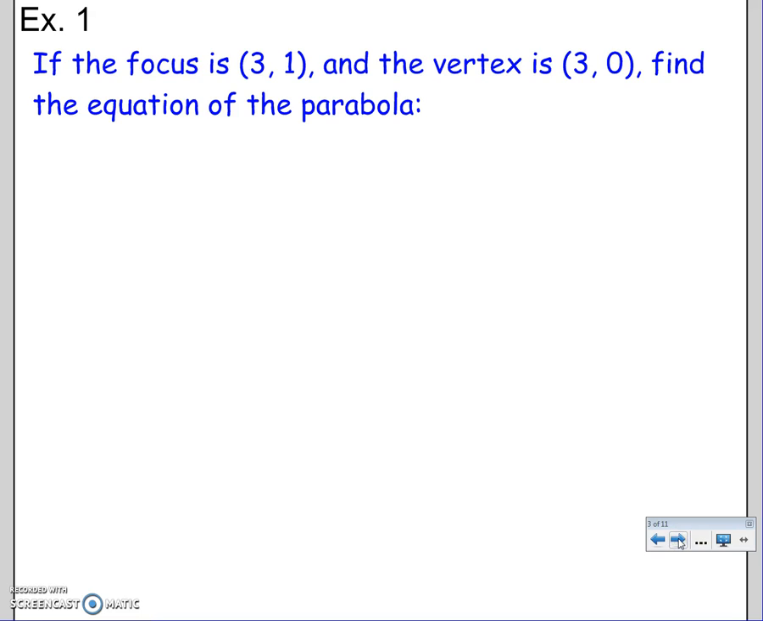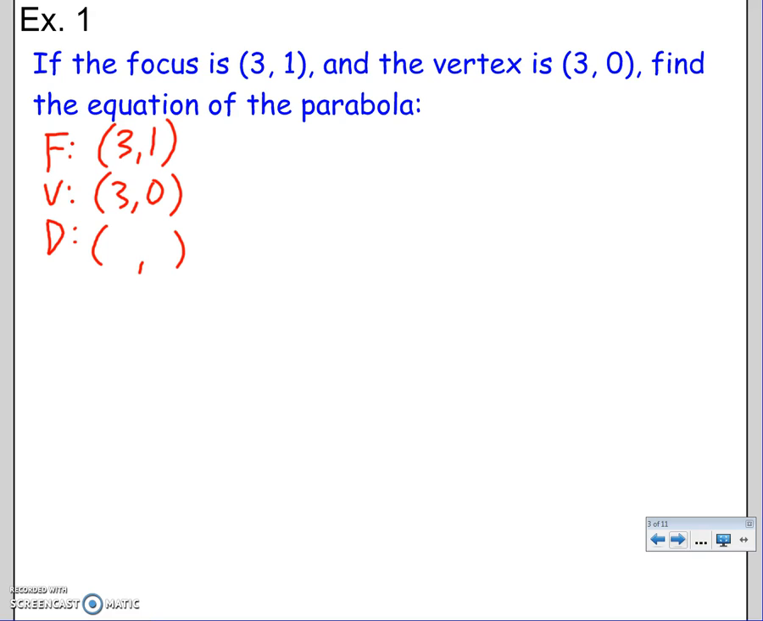So if we have the focus and the vertex, find the equation of the parabola. I like doing this very organized. I like writing down F, V, D. F stands for focus, which we know is at 3, 1. V stands for vertex, which we know is 3, 0. And directrix is the line, but I don't need the line. I need the point on that line. So the first step is to find the missing point.